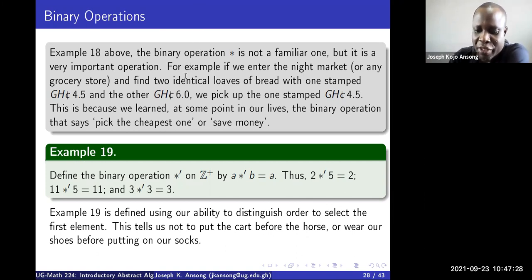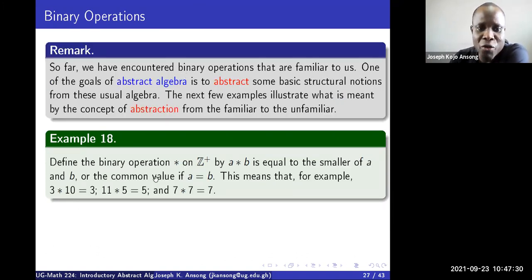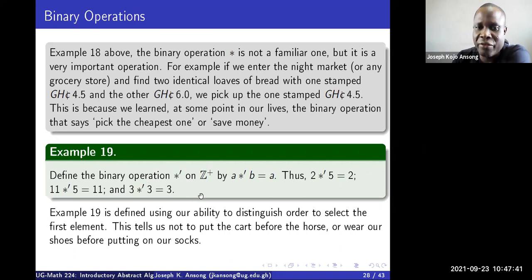So knowingly or unknowingly, you are probably applying this operation here. You have A star B, I have two elements, I pick the smallest. I pick the minimum one. So that is a trivial application of that. Now you can also define it separately.